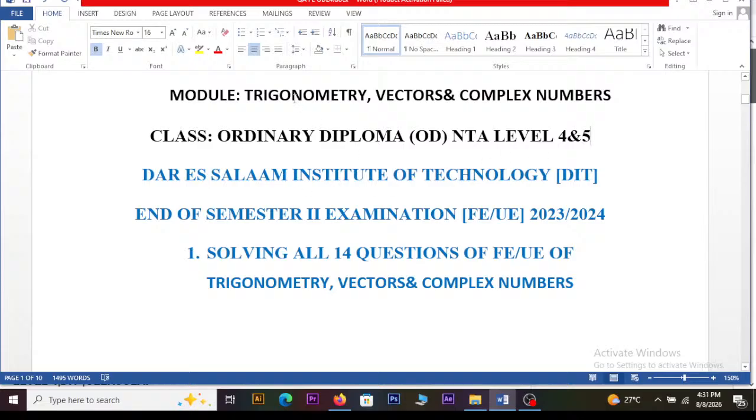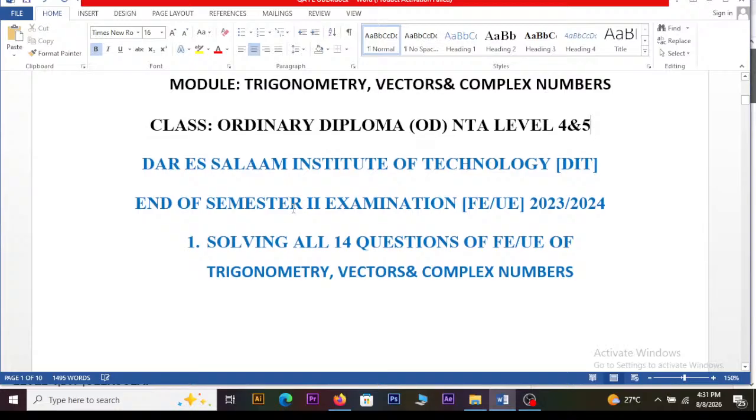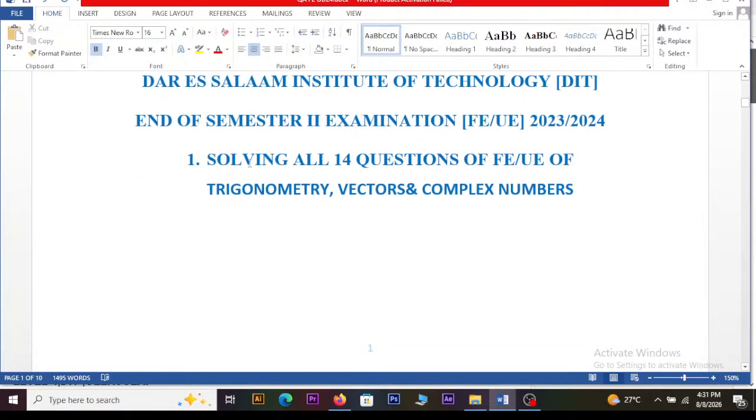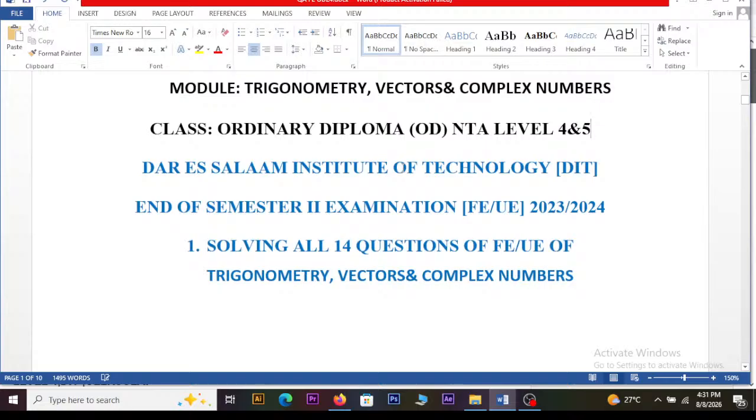Hii ni taasisi moja hapa ambayo inafundisha somo hili wanafunzi wake. The name of the examination: end of semester 2 examination or FE or UE 2023/2024. What are we going to do? The name of the session: solving all 14 questions of the final examination or university examination or end of semester 2 examination of trigonometry, vectors and complex numbers. Hiyo ndo kazi tunayokwenda kuifanya siku ya leo.